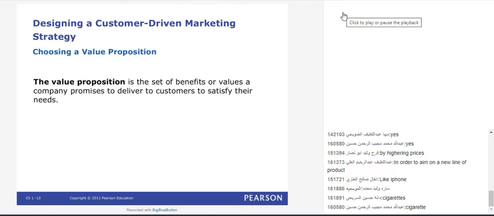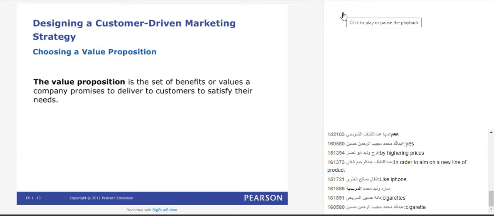Then we propose value for customers. In order to make a customer driven marketing strategy, first we choose what customer to serve, and then we propose a value for them. What are we really providing to customers? So we promise to deliver some products to customers to satisfy their needs. This is called value proposition.